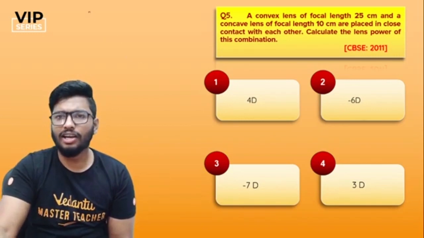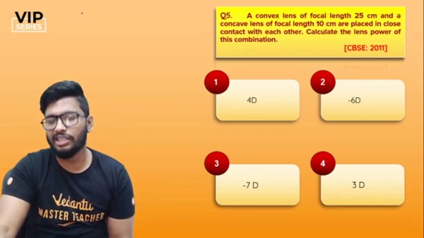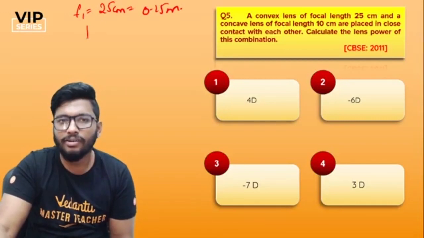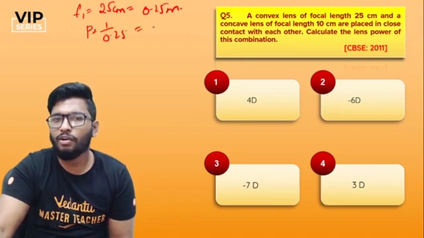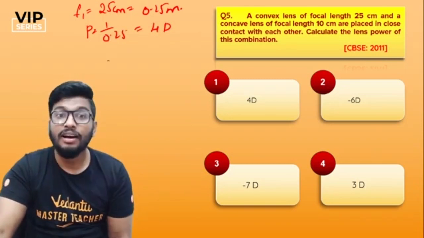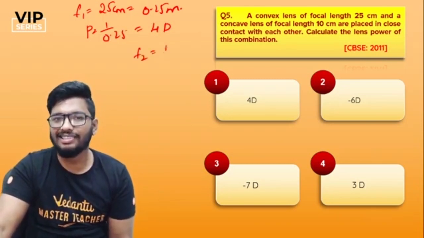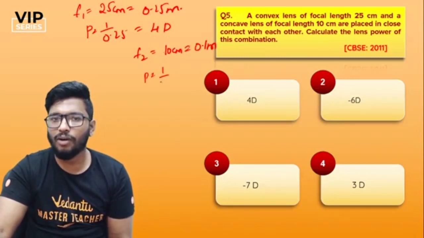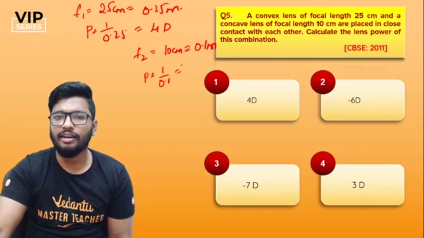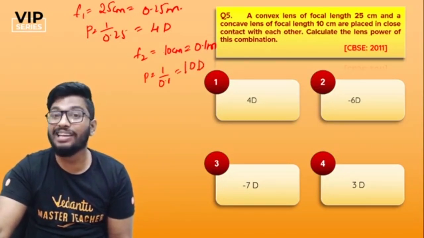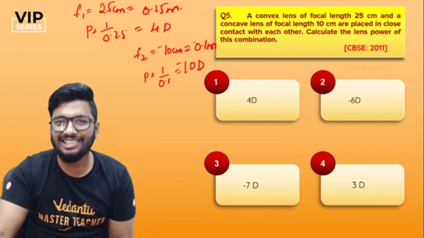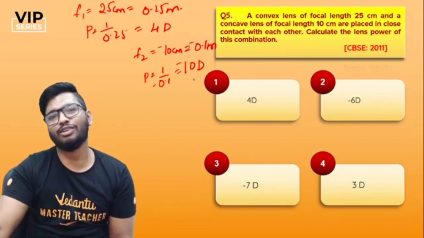The focal length for the first one is given as 25 centimeter. Convert that to meters. So F1 is equal to 25 centimeter, which will be 0.25 meters. Power is equal to 1 by 0.25, which will be 4 diopter. For the second one, F2 is equal to 10 centimeter, which in terms of meters is 0.1 meters. Now power will be 1 by 0.1, which is 10 diopter, minus 10 diopter. Why minus 10? Because it's a concave lens. So this will be minus 0.1, and the power will be minus 10D.